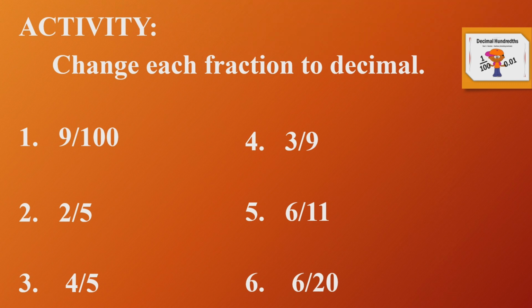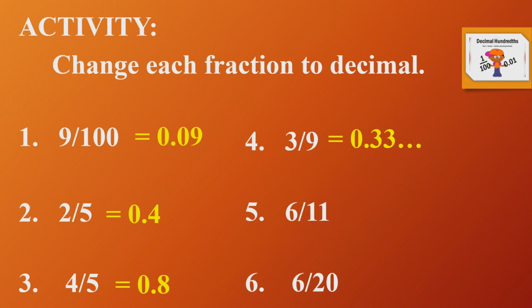Okay, let us check your answers. For number 1, we have 9 over 100. The answer is 0.09. Number 2, 2 over 5. That is equal to 0.4. Number 3, 4 over 5. The answer is 0.8.